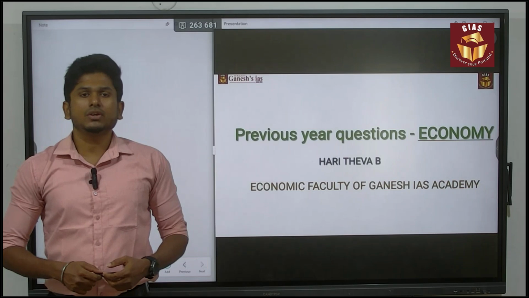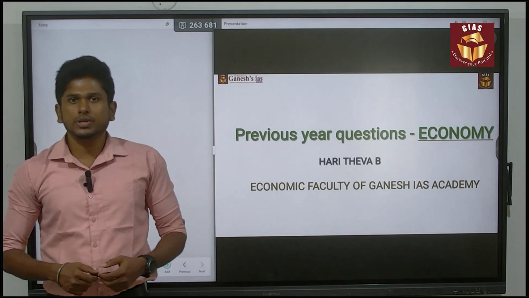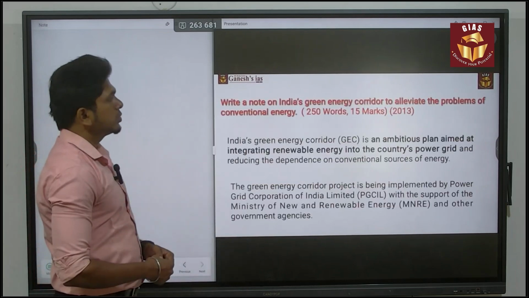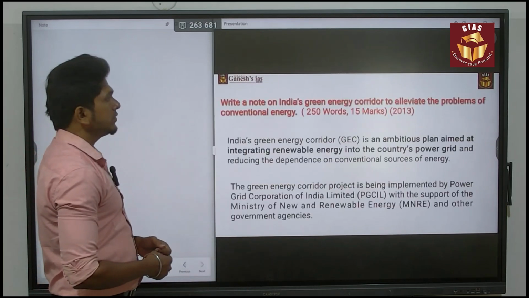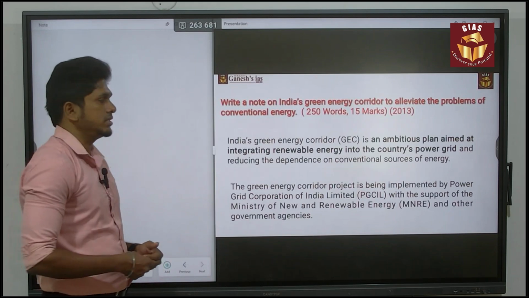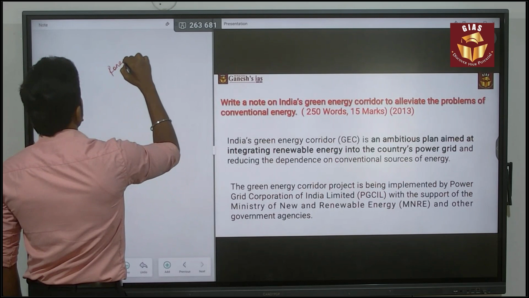In this session, we are going to discuss the previous year UPSC Mains economic question. Let's begin the session. This question was asked in 2013. It is a 15 mark, 250 words question, and it is related to renewable energy. So it comes under the topic of renewable energy.